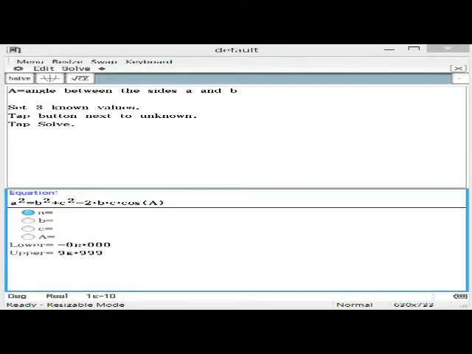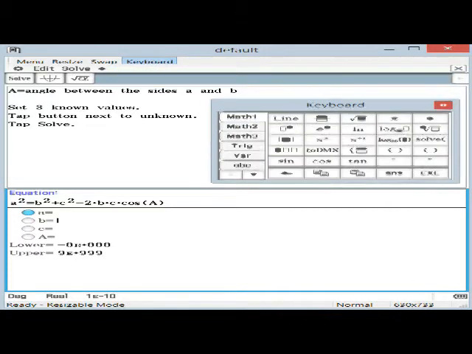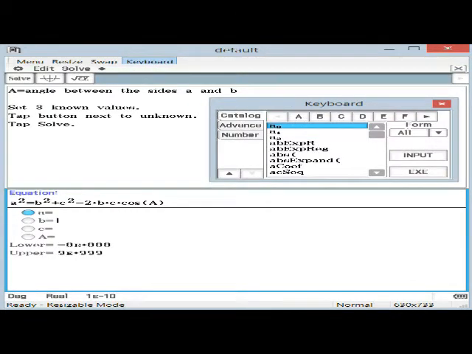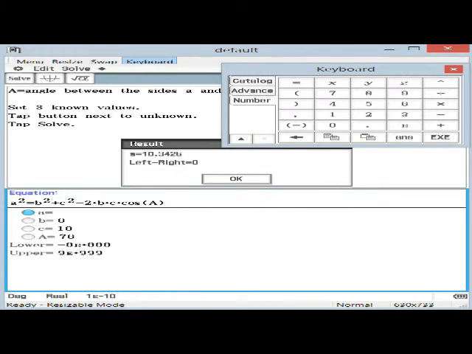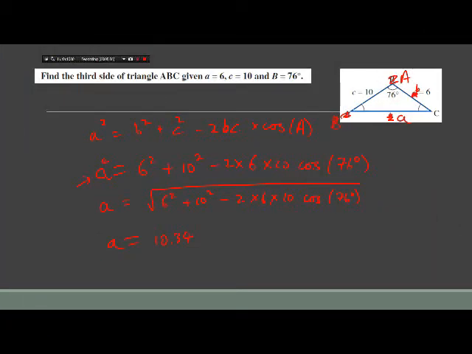Okay, so just to show you with the calculator, we're trying to find small a, and we're looking, with the keyboard, at b equals 6, c equals 10, and then A being 76 degrees. And then press solve on the top, and you can see our value being 10.34. If you put what I've put in previously on the screen, you should get the same solution as well. So putting this back onto the slide, we have a equals 10.34.